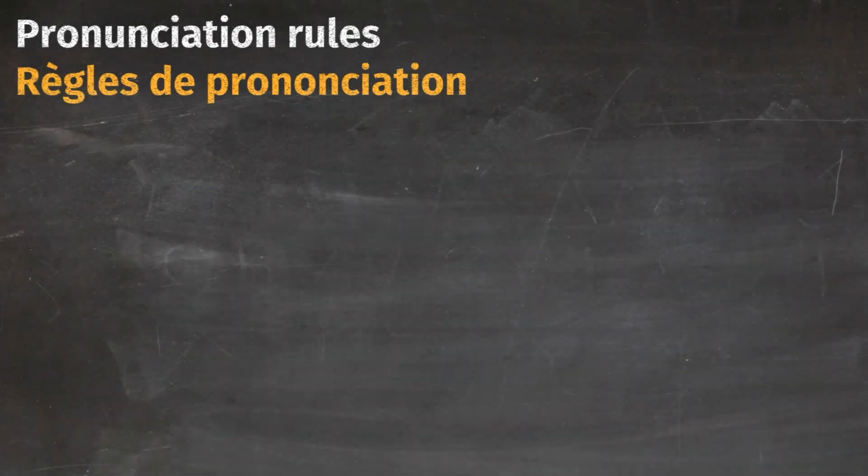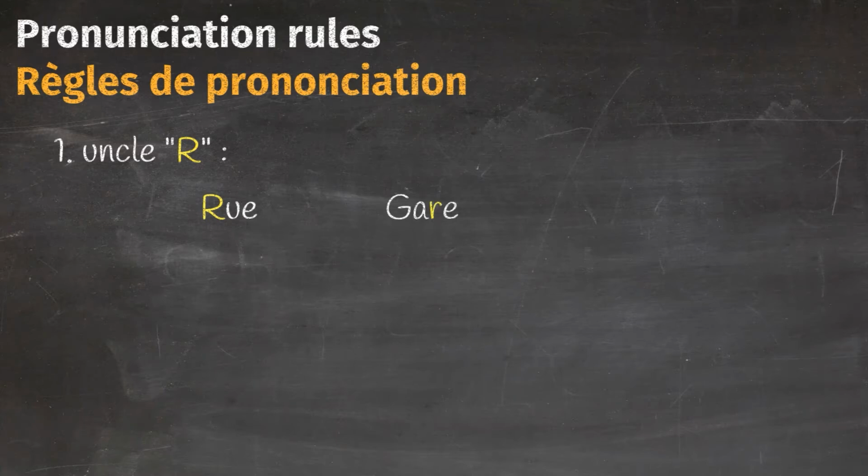Now, let's talk about pronunciation rules in French. Number 1, Uncle R. This is probably a little bit difficult for us because we are not used to it. But let's do our best to pronounce it just like a native French speaker. R. Rue. Gare. Règle.